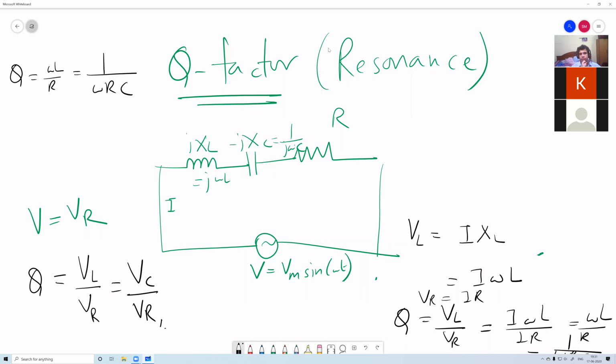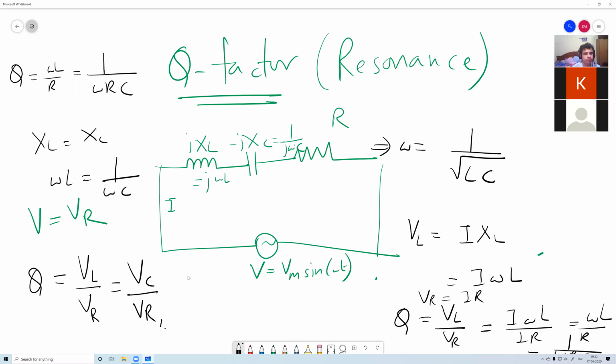What is omega? Yes, 2 pi f is right, but what is omega in terms of R, L and C at resonance? When does a series circuit go into resonance? At what frequency? At resonance, what we had seen, XL equal to XC, or omega L is equal to 1 by omega C. This implies omega squared is equal to 1 by LC. So we can replace this omega here.